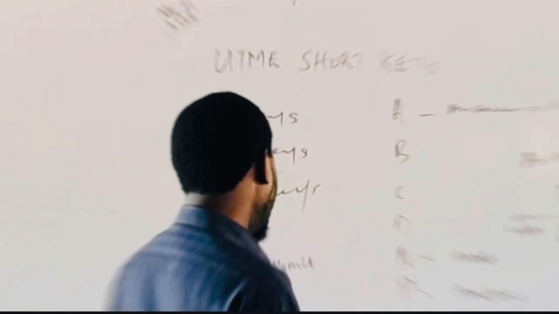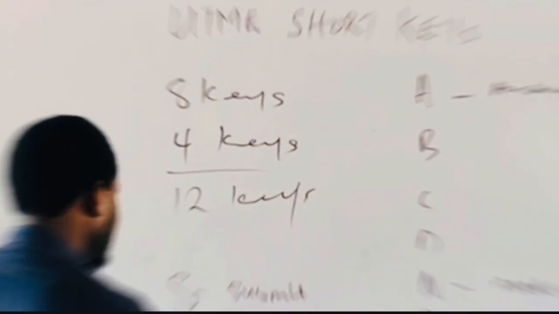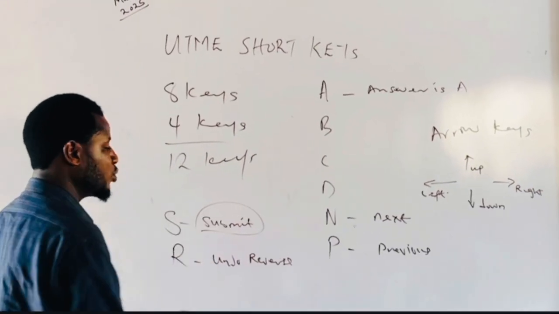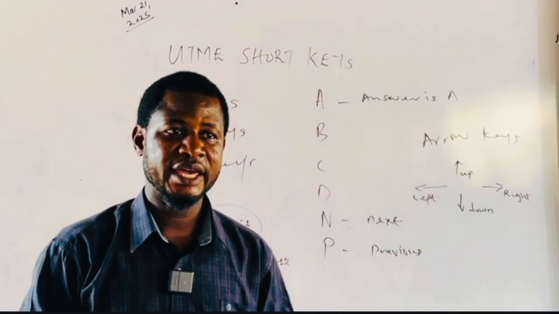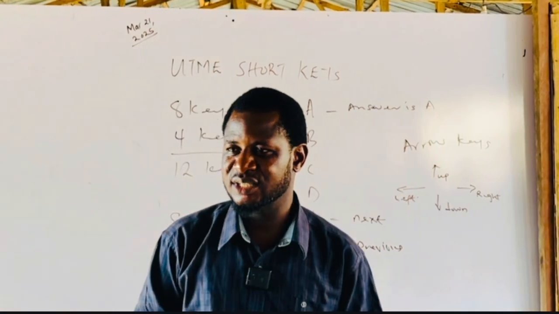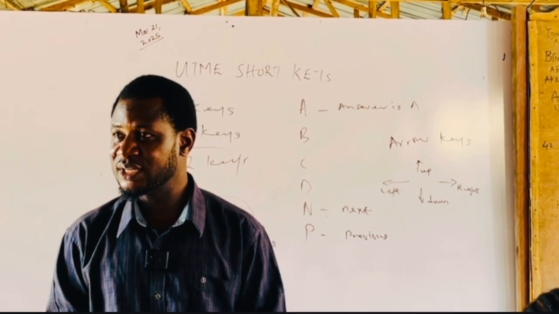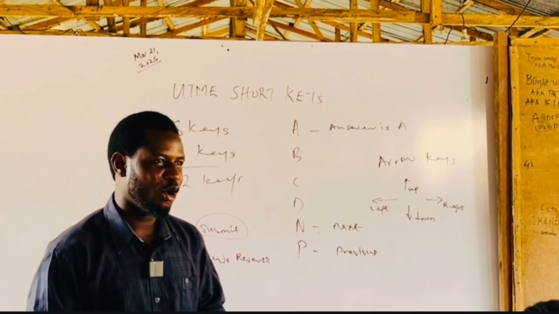And the last one is R. The R is used to undo or to reverse the submit option. So whenever you mistakenly strike S, R will undo the action. Am I communicating?